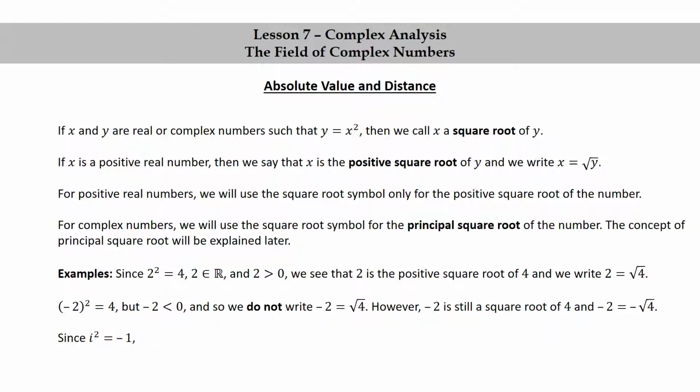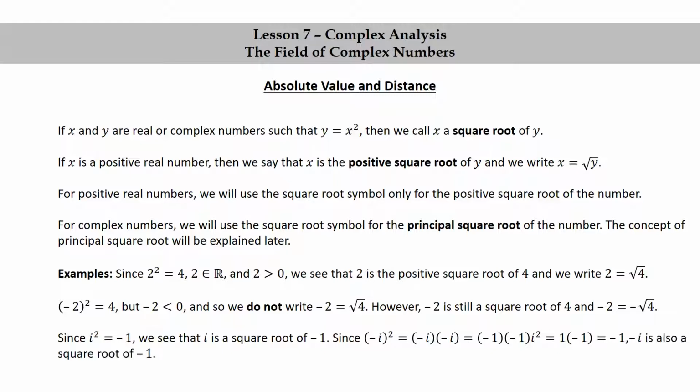Since i squared is equal to negative 1, we see that i is a square root of negative 1. Since the square of negative i, that's negative i times itself, negative i times negative i, could be written as negative 1 times i squared. Now, negative 1 times negative 1 is 1, and i squared is negative 1, so we get 1 times negative 1, which is negative 1. So we see that negative i is also a square root of negative 1.